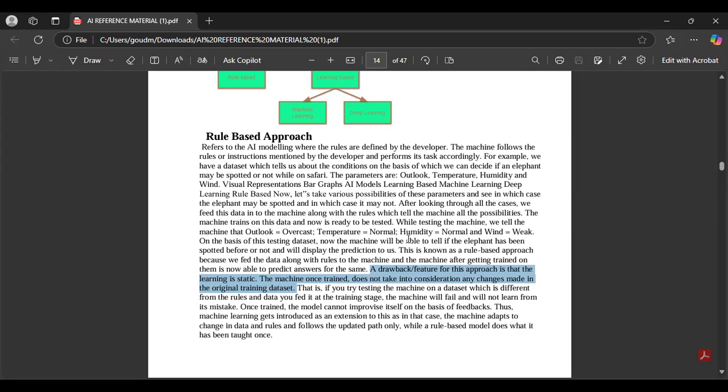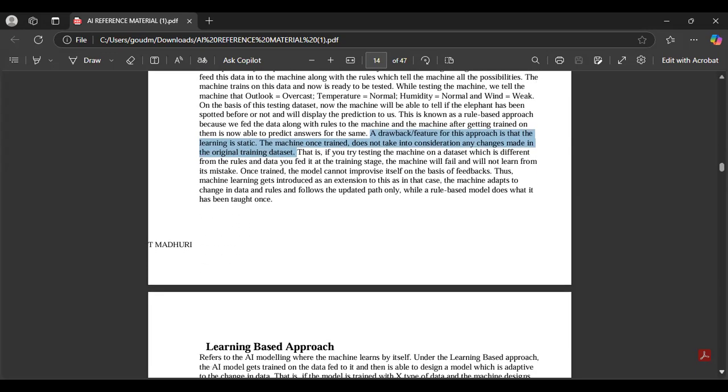Static. Thus machine learning gets introduced as an extension to this, as in that case, the machine adapts to change in data and rules and follows the updated path, while a rule-based model does only what has been taught once. Here, it will not accept the changes. It can only do what you trained it for. If you make any changes in the training data, it cannot be trained and cannot work according to that. So you will write the elephant example, and you will write that the rule-based approach means the developer will create the rules. When you write this, you can score 2 marks out of 2.